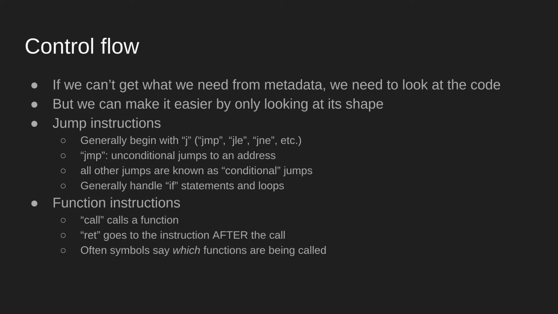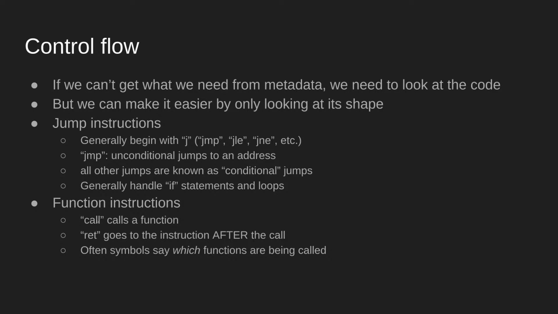All other jumps are known as conditional jumps. They'll be based around some form of condition. You can look up each instruction to see what they do. So JLE is jump if less than or equal to, JNE is jump if not equal, and there's a bunch more. These are generally used to handle if statements and loops.